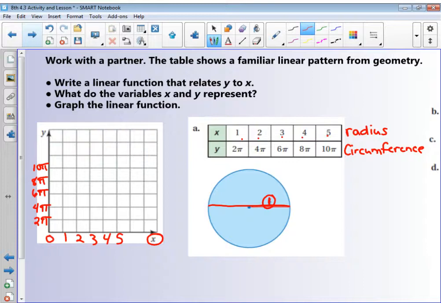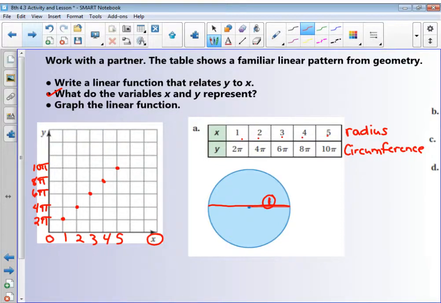So now we're going to go ahead and graph out our information. So we did, what did the variables represent? Graph the linear function, write the linear function. Okay, so we're going to go ahead and graph it out. So I'm going to go over to 1 up to 2 pi, over to 2 up to 4 pi, over to 3 up to 6 pi, over to 4 up to 8 pi, and over to 5 up to 10 pi.